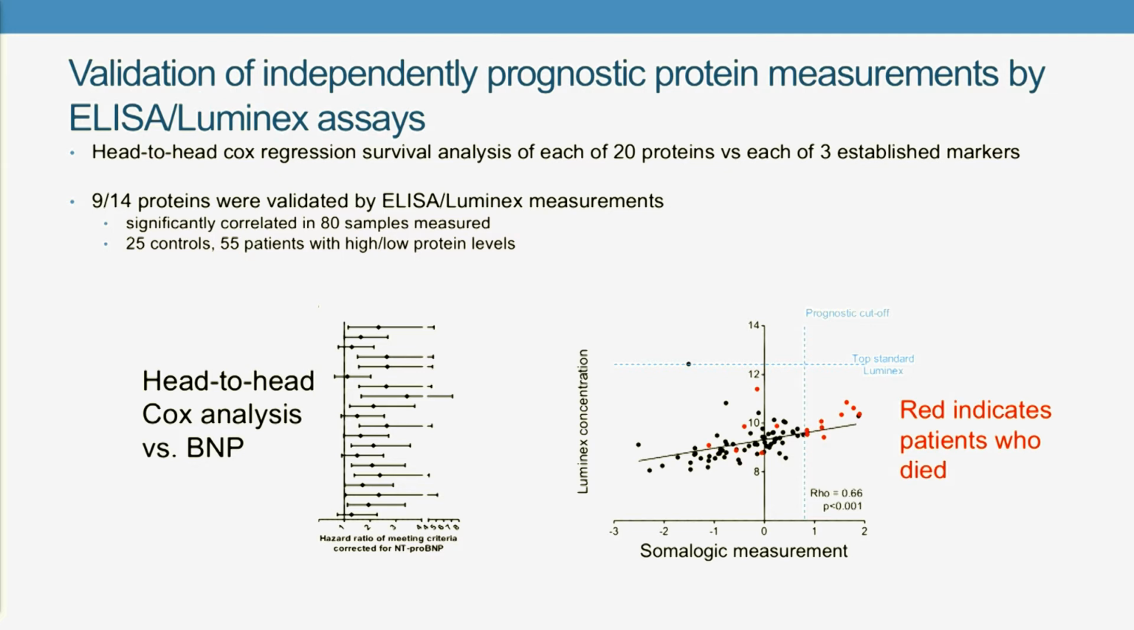And then 9 of those we were able to validate the measurements from the proteomic assay with alternate assays, so the ELISA and Luminex measurements. And in the bottom right, you can just see an example of one of the assays where you've got a nice correlation between the SomaLogic measurements and the Luminex assay that we did in our hands in the lab. And you can see that the patients in red, with both assays, the patients who died had the highest levels of this particular prognostic marker.